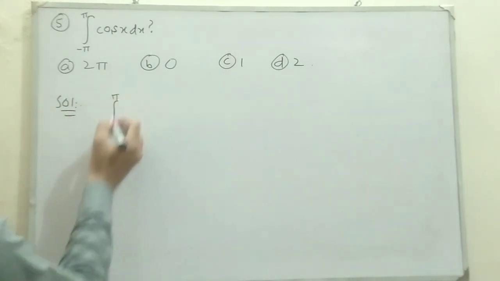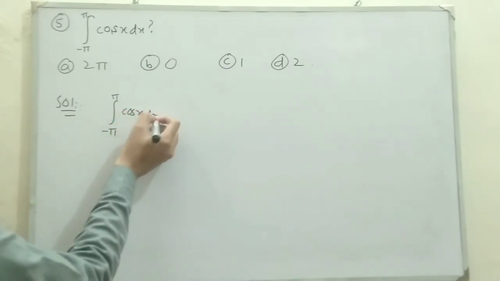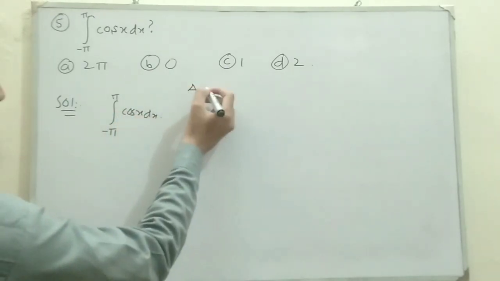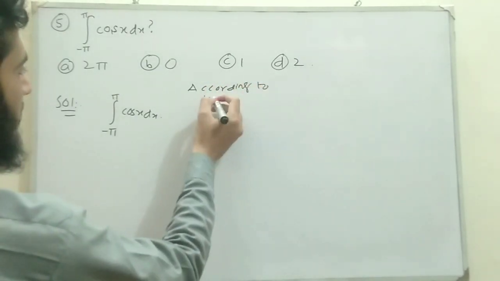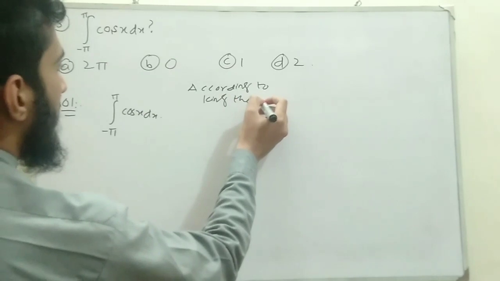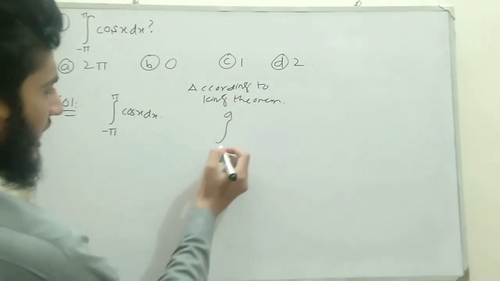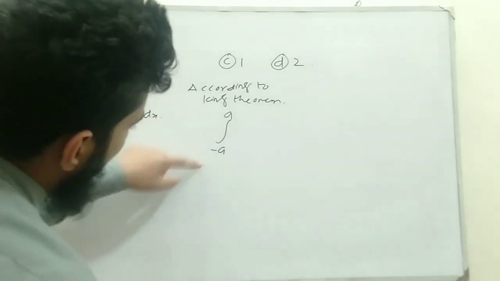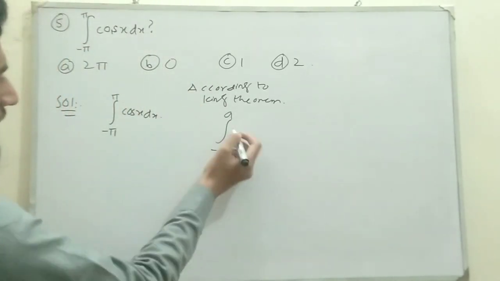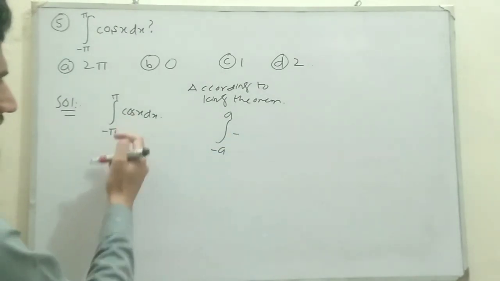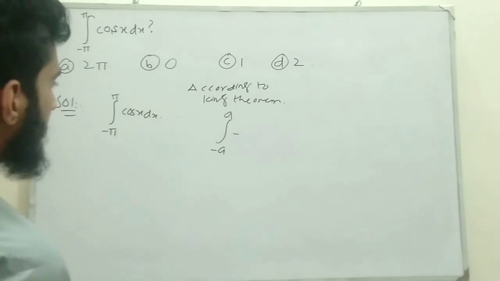The upper limit is pi, the lower limit is negative pi, and we are going to find the value of the integral of cos x dx. Remember, according to the King theorem, when the limits are the same, let's suppose a and a, but opposite, positive and negative, and we have an even function inside the integrand. Here this is cos x, an even function. We already learned in the previous exercise that cos x is an even function.